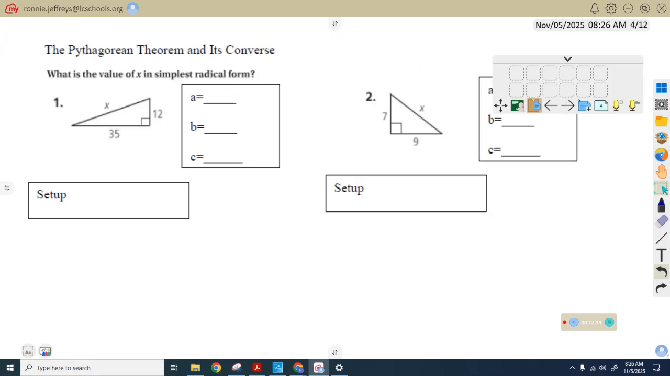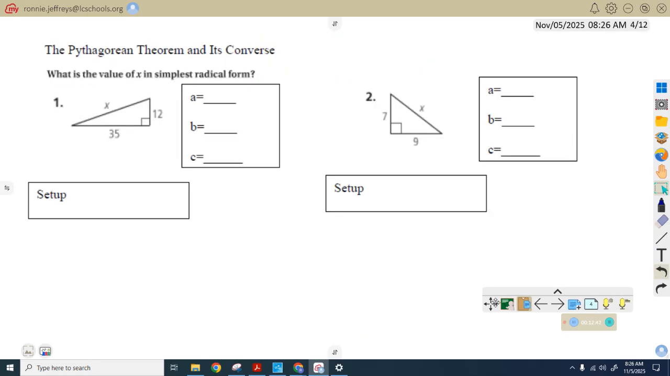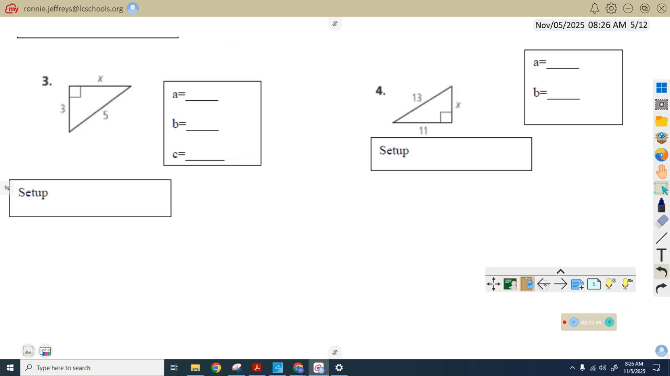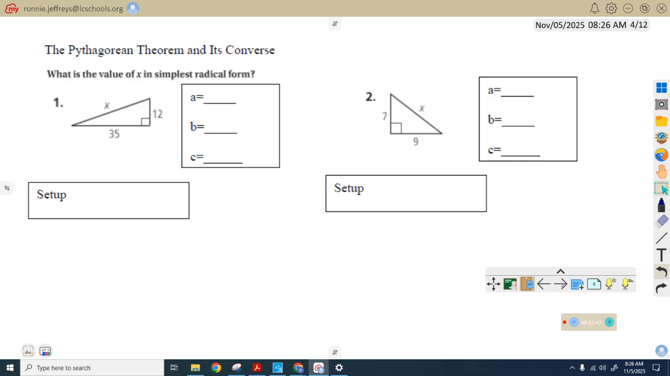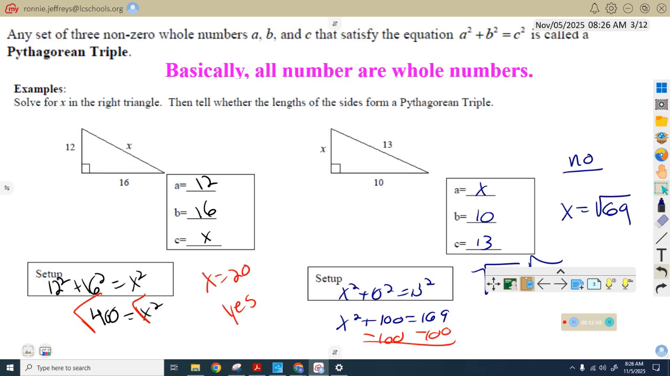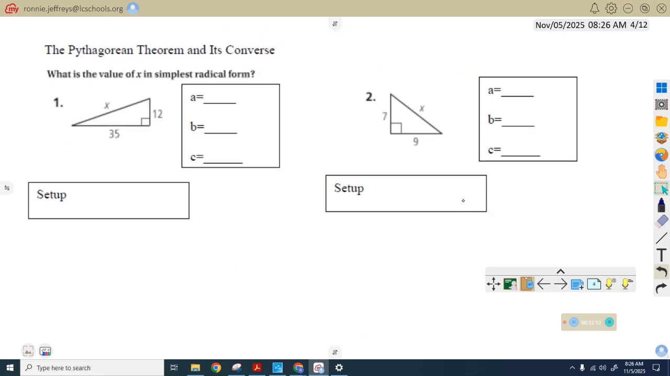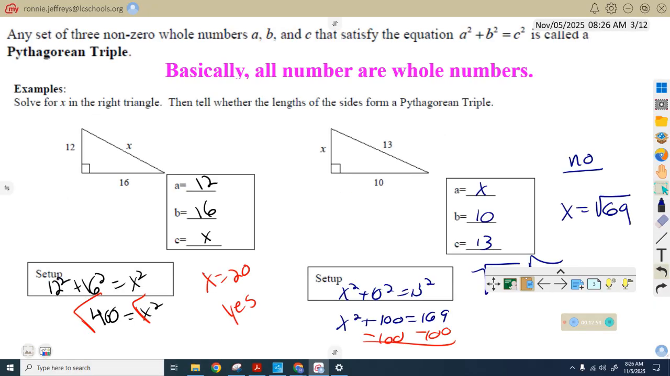All right. Now, let's see. Are these on the back? Are we already done with the notes? Yeah, we did it. We did it. We did it. Yeah. All right.